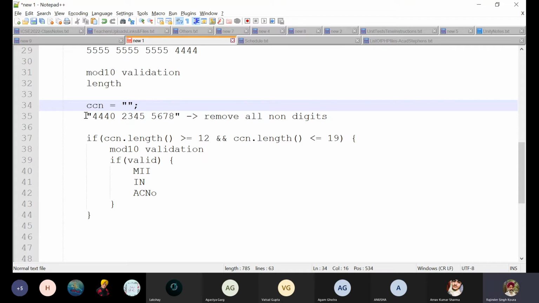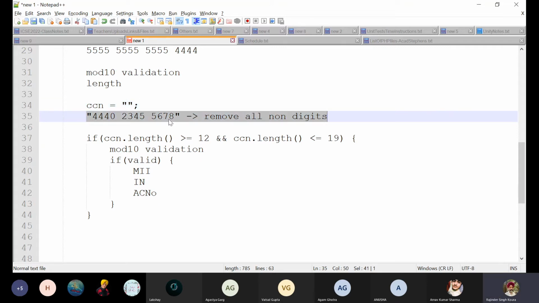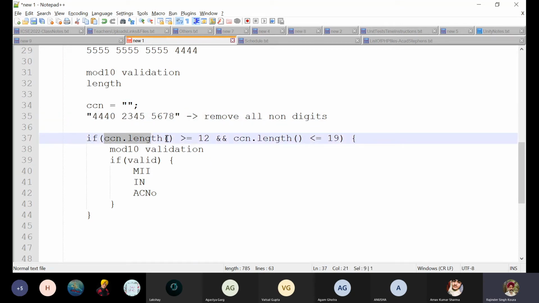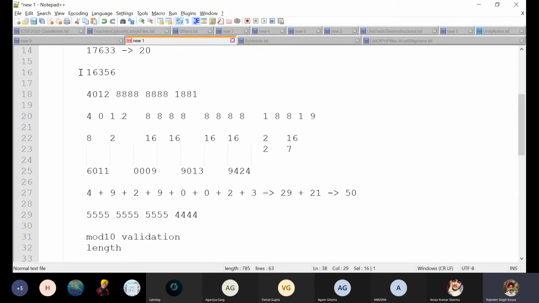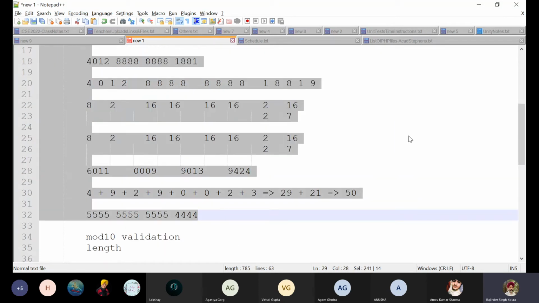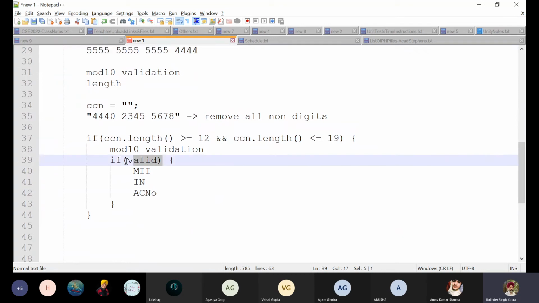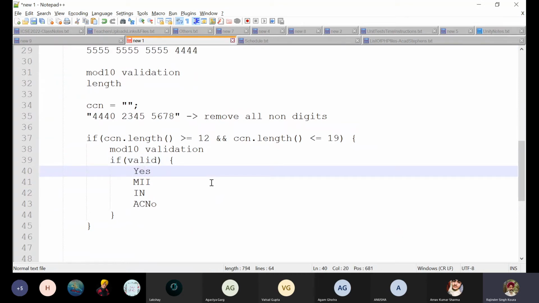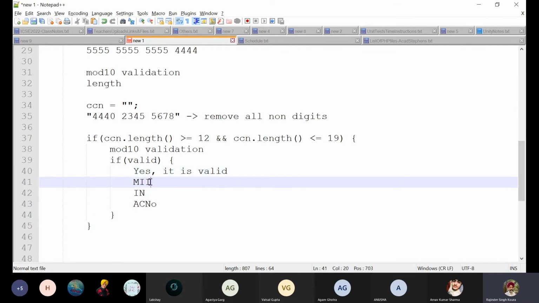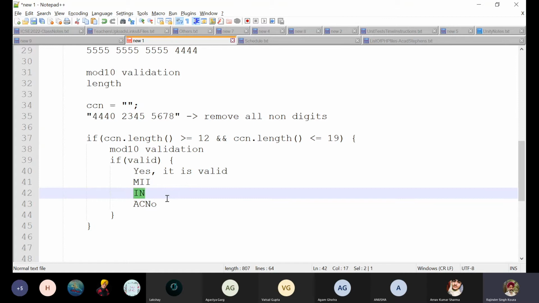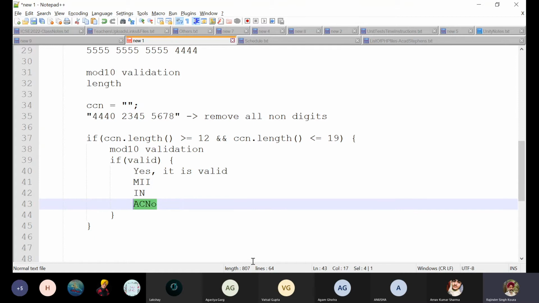First, remove all the non-digits so only the digits remain. Then check whether the credit card number length is between 12 and 19. If it is, then check for mod 10 validation, which is the entire process we saw at the beginning. If it is valid, display that yes, it is valid. Then display the major identifier, the issuer number, and the account number of the person holding this credit card.